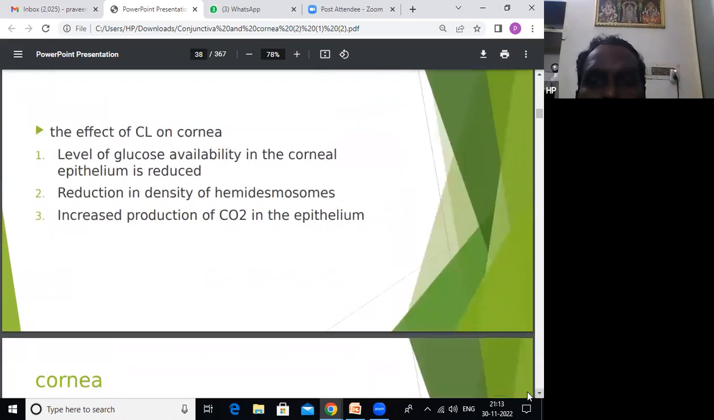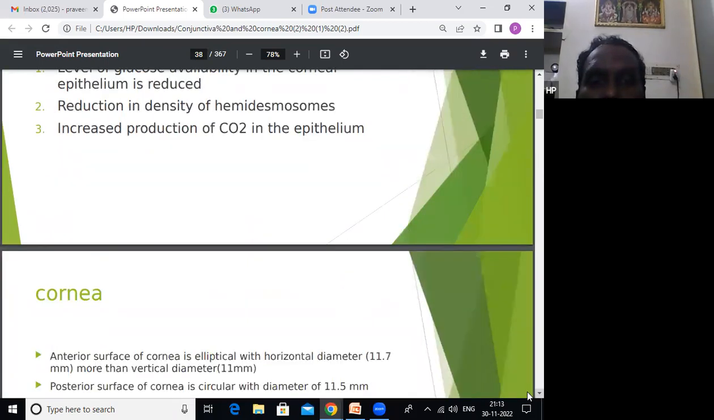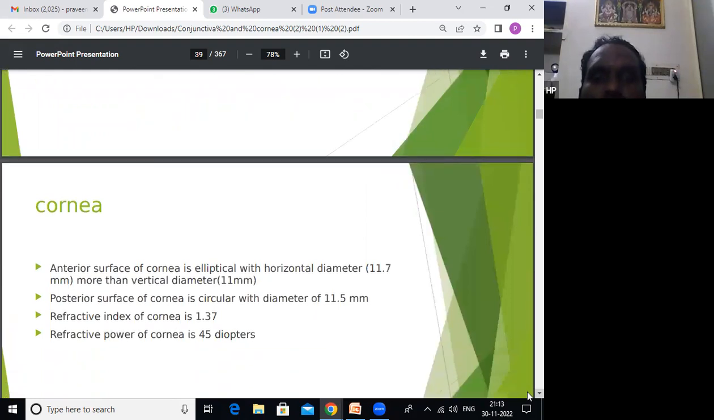I'm not going through the whole PDF which I have given to you. I'm going to the important salient features. There are a number of questions again on this slide. Which surface of the cornea is more elliptical? It's always the anterior surface of the cornea that is elliptical.